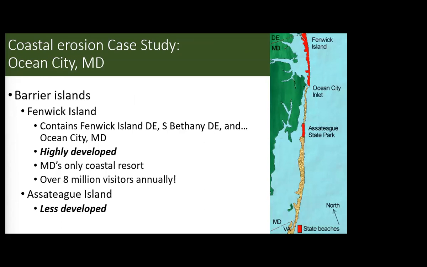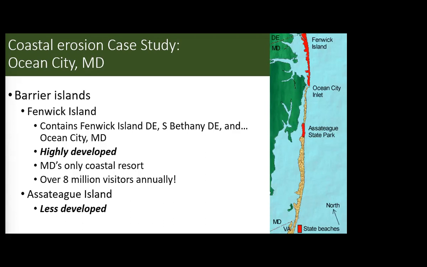So we have all these barrier islands off the coast of Maryland. We have Fenwick Island up to the north. Ocean City is right at that inlet at the south part of Fenwick Island. Fenwick Island ends in the red. We have Assateague Island, which is a state park. And then getting further and further down, we're getting into the Virginia beaches.